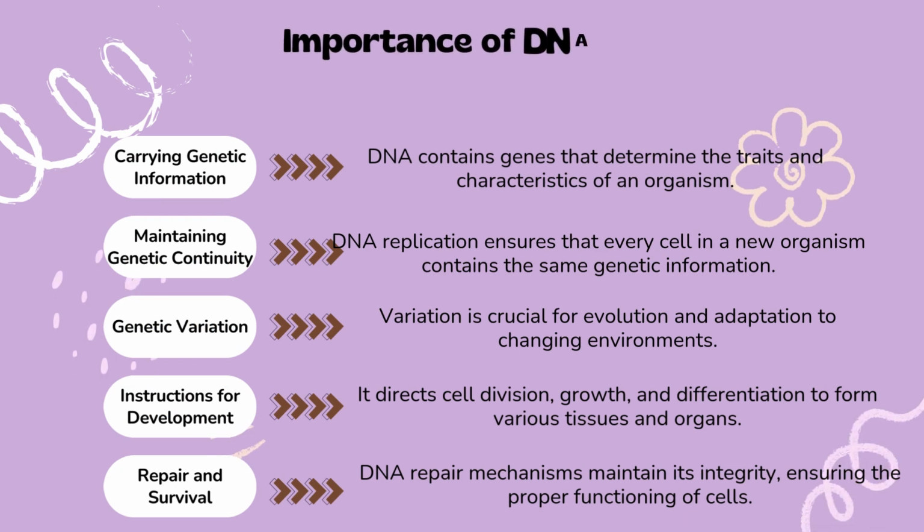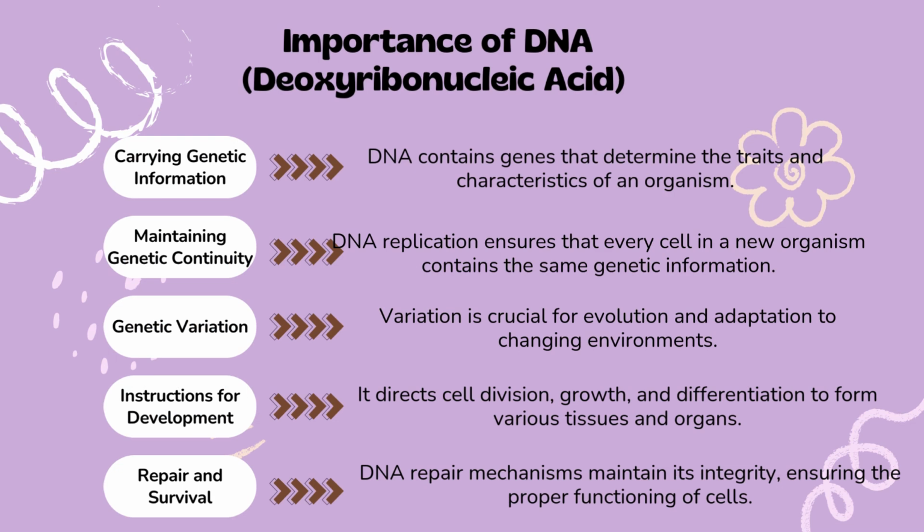Dear students, before talking further we should know the importance of DNA, deoxyribonucleic acid, carrying genetic information. DNA contains genes that determine the traits and characteristics of an organism. During reproduction, DNA is passed from parents to offspring, ensuring that the offspring inherit the traits of the parents, maintaining genetic continuity. DNA replication ensures that every cell in a new organism contains the same genetic information. This maintains species-specific traits across generations.